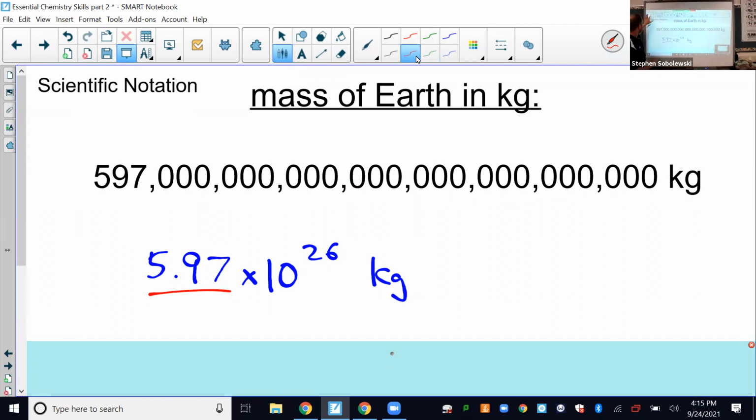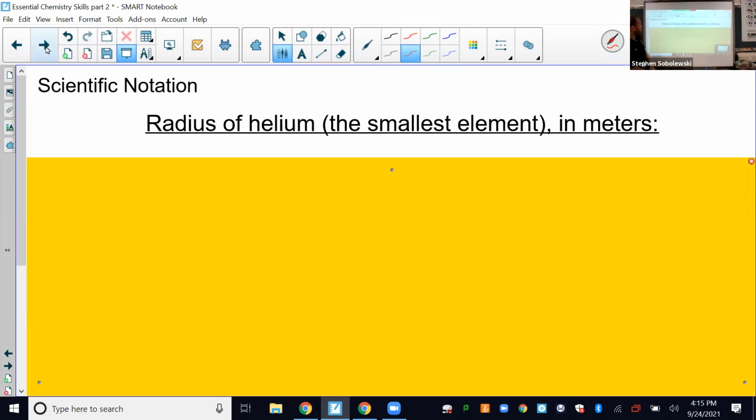Okay, let's talk about a small number. What if I ask for the radius of helium, which is the smallest element? You might say, hold on, isn't hydrogen smaller? Well, in terms of mass, yes. But in terms of volume, the actual three-dimensional shape, helium is actually smaller than hydrogen. You'll learn why later.